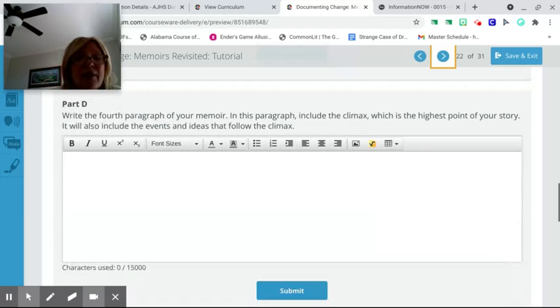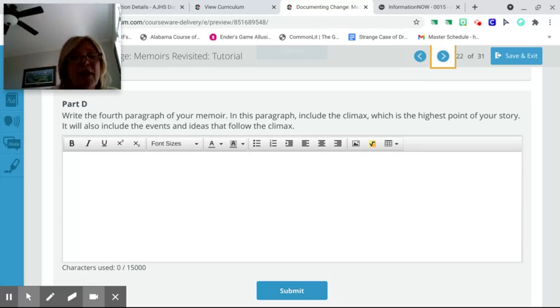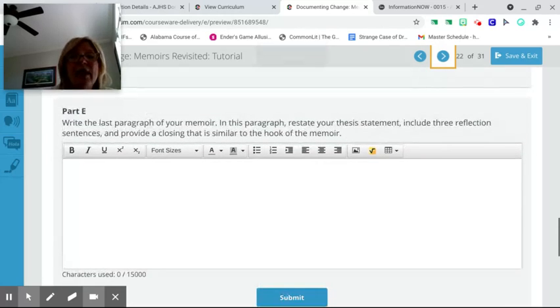And then the next paragraph, on paragraph 4, you're going to include the highest point, the most dramatic moment in the experience. Maybe it's the pivotal moment where you realized something. That would be your climax, your climactic moment. So that's what's going to be in the 4th paragraph. And then in the 5th paragraph, it's time to sum everything up, okay?